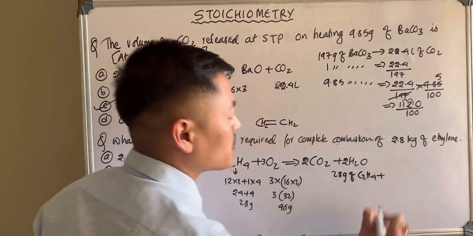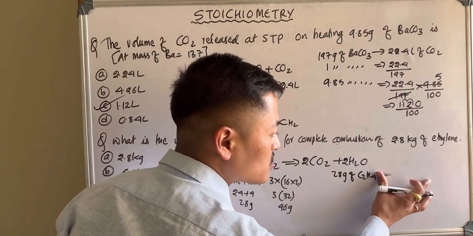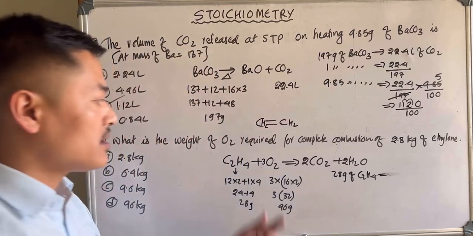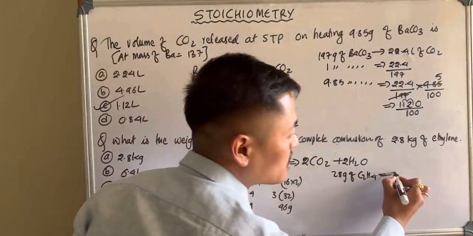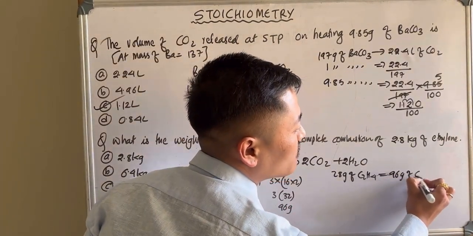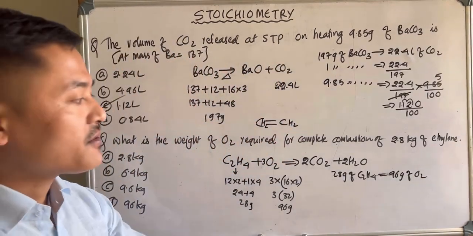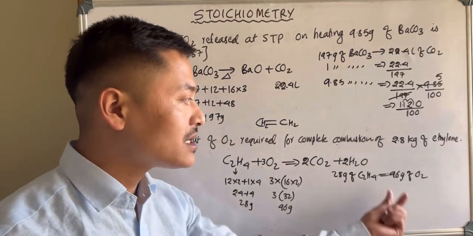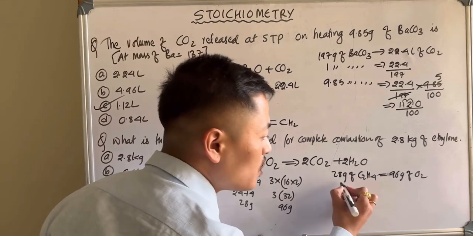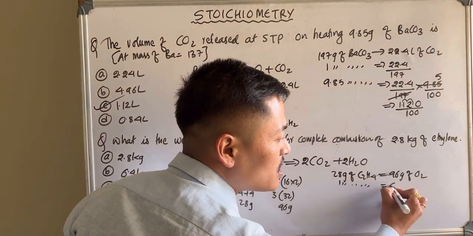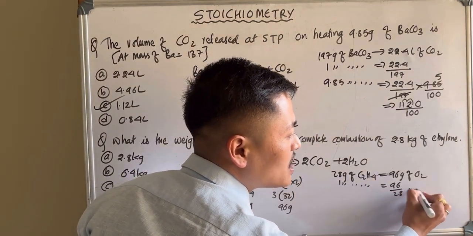C2H4 actually requires how many grams of oxygen? It requires 96 gram of O2. And if 28 gram of ethylene requires 96 gram of O2, 1 gram of ethylene will require 96 by 28 gram of O2.